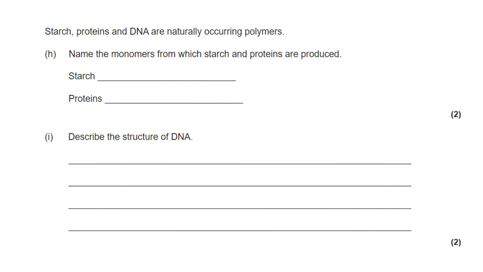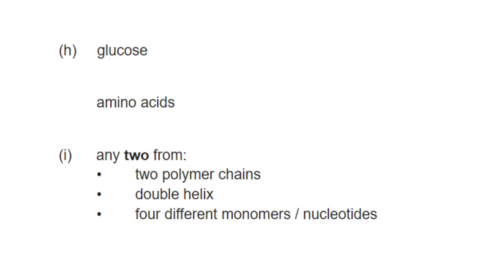Final part here. Name the monomers from which starch and proteins are produced. Well, starch, glucose, proteins, amino acids. And finally, describe the structure of DNA. Two polymer chains wrapped around in a double helix with four different monomers, A, T, G, and C nucleotides.